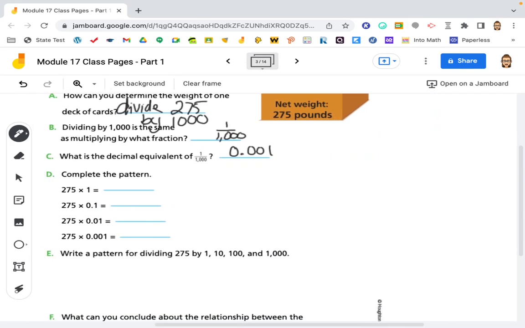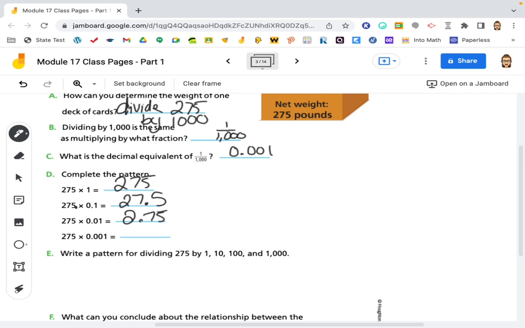We know that 275 times 1 is going to be 275. We know that 275 times 1/10 means that we're moving our decimal point one place to the left. Our decimal point starts at the very end of the whole number, so it becomes 27 and 5/10. Then we have 275 times 1/100, and that tells us we're moving our decimal point 2 places to the left. So it's going to give us 2 and 75 hundredths.